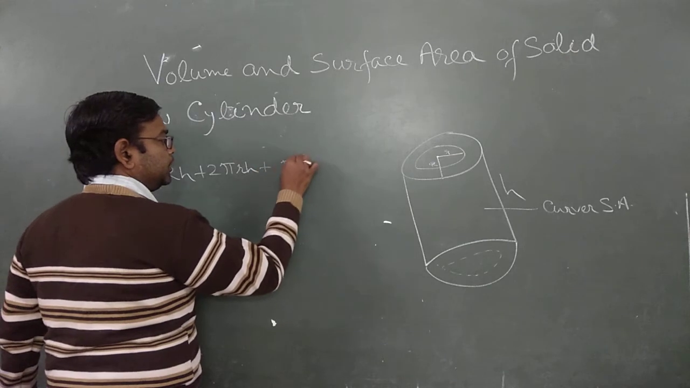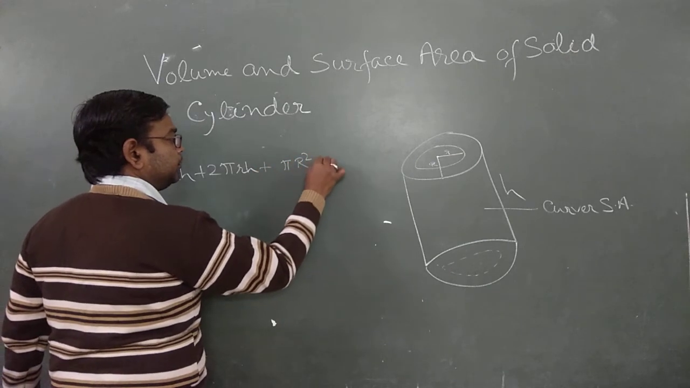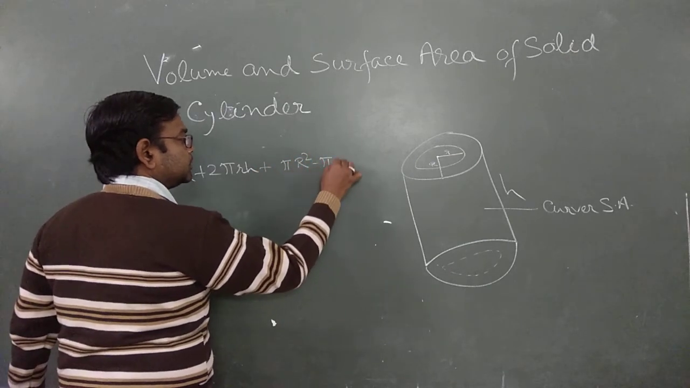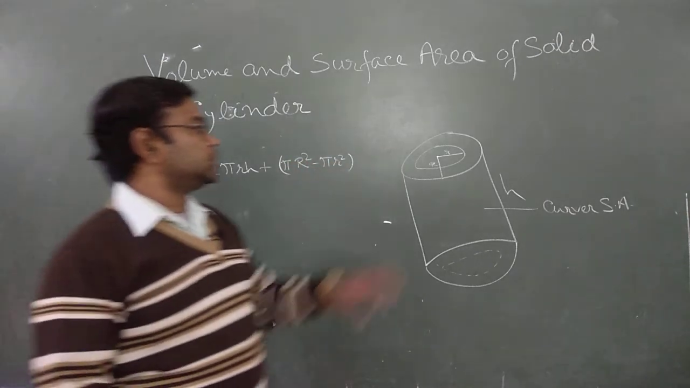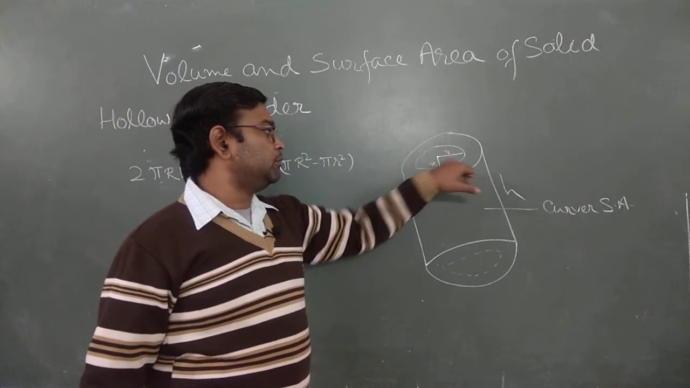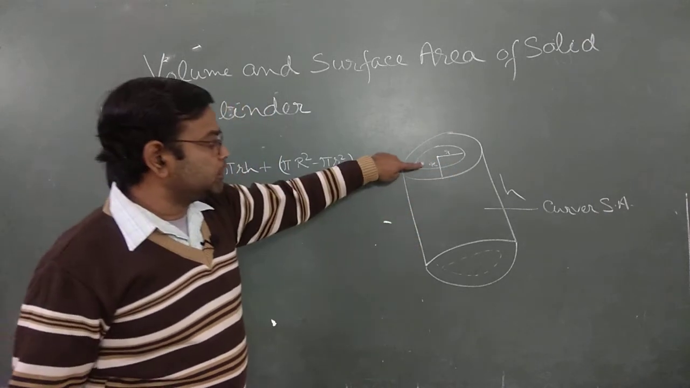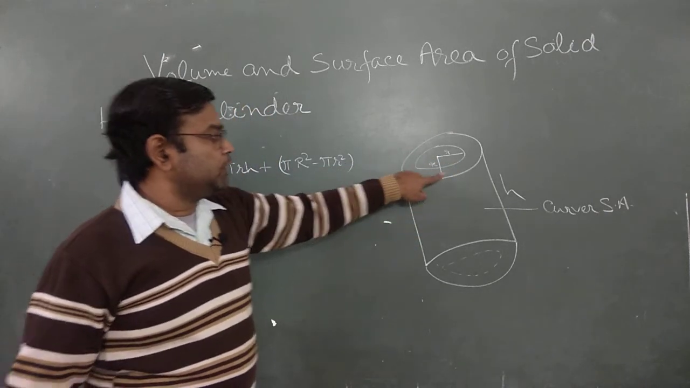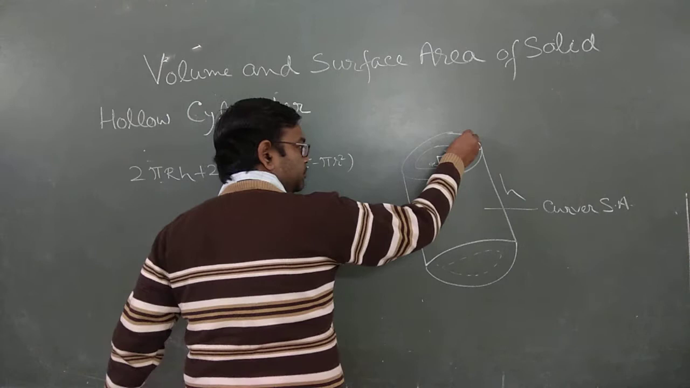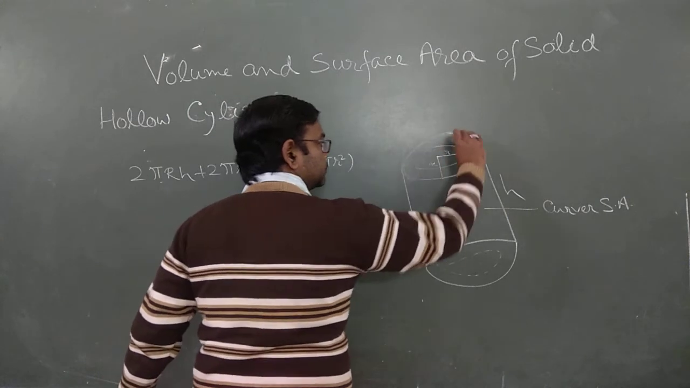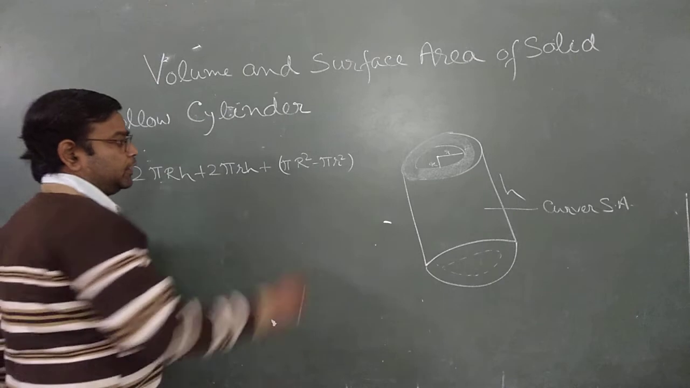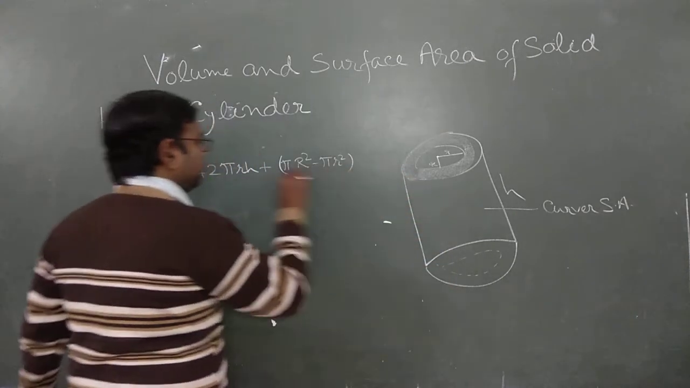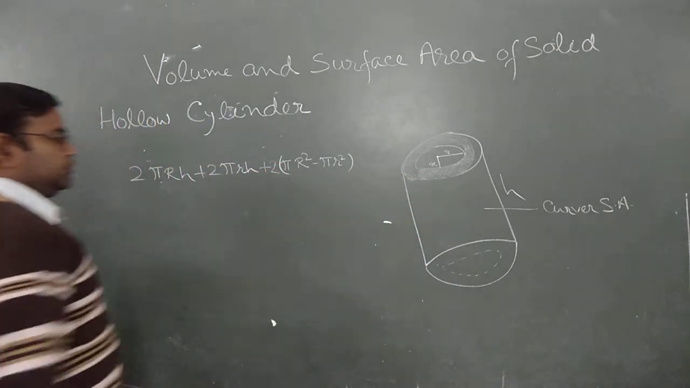So pi capital R square minus pi small r square. Clear? This is the area of this part only, because this is a hollow part. So we need to find the area of this shaded portion. But we have two such figures, so we add them.